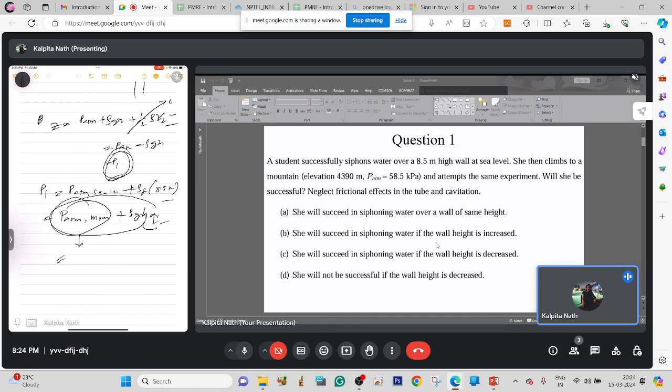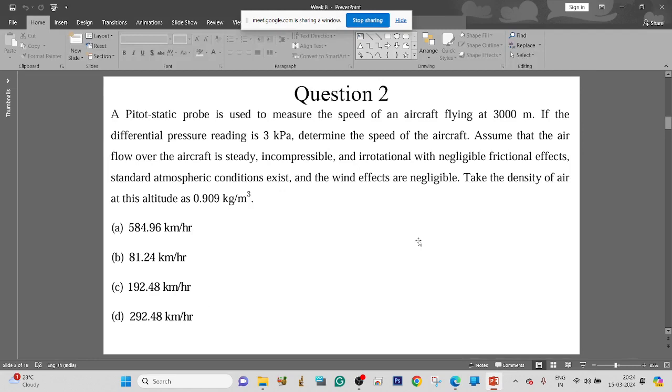So the atmospheric pressure of 58.5 kilopascal is insufficient to support an 8.5 meter high siphon. So in that case, if cavitation is considered, then option C is correct, right? That is, the height should be less than what it was at sea level. Okay, let's proceed to the next question.